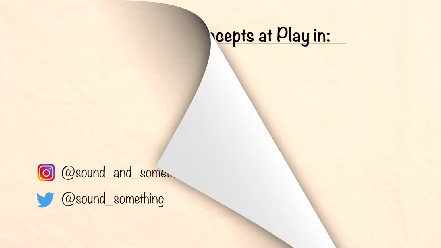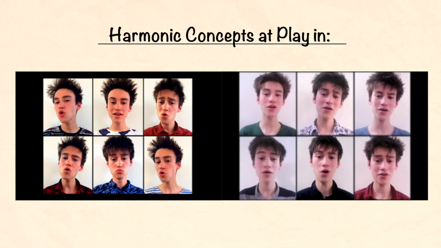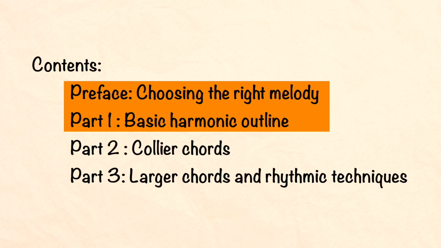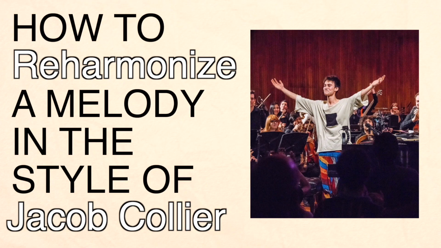There's a lot going on in Collier's music, so to narrow things down, I'm going to focus mainly on some of the harmonic concepts at play in Collier's arrangement of the Flintstones theme and Pure Imagination. Surprisingly, many of these harmonic techniques rely on super basic concepts of tonal harmony, albeit concepts that Collier cleverly disguises using more advanced techniques. So without further ado, this is how to reharmonize a melody in the style of Jacob Collier.